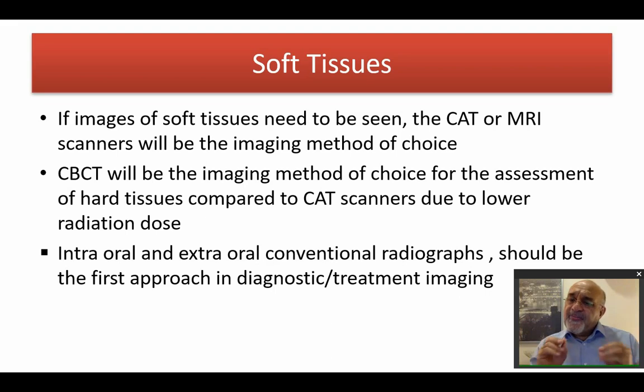Imagine the CBCT as an OPG, but it's three-dimensional. Do you see any soft tissues in the OPG? You see shadows, but you cannot differentiate between salivary glands, tongue, muscle, or lymph tissue. You see it as a gray shadow. This is exactly the same in the CBCT. So it is dedicated for hard tissue examination.